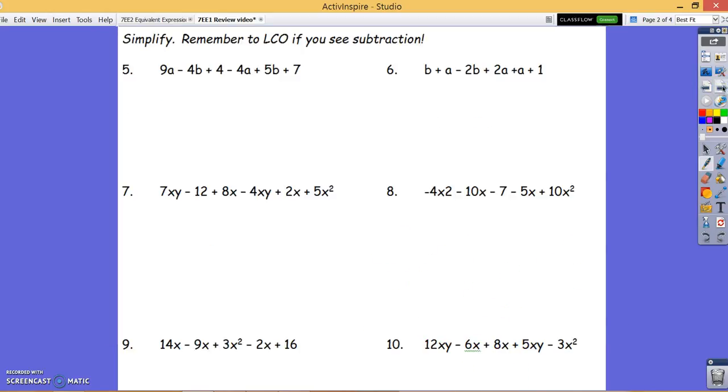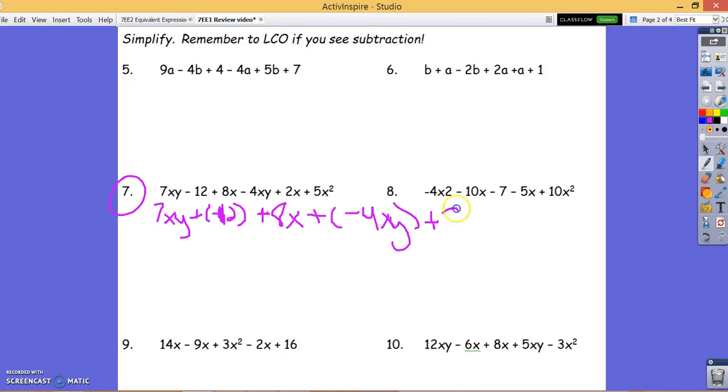Okay, on to the next section. This tells me to simplify. Remember to leave change opposite if you see any subtraction. So let's go ahead and look at number 7. What I'm going to first do is leave change opposite. So 7xy plus negative 12 plus 8x plus negative 4xy plus 2x plus 5x squared.